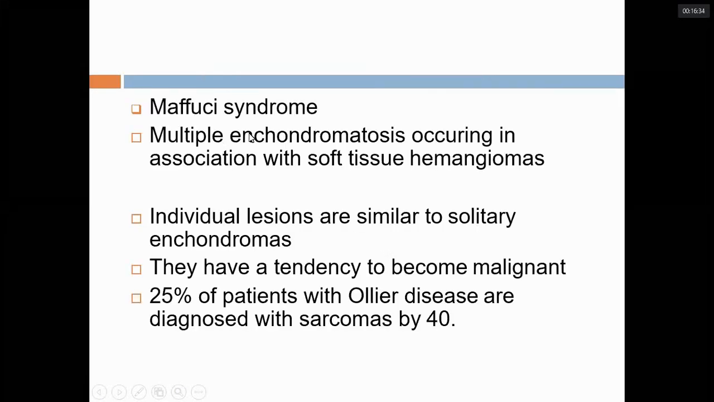Multiple enchondromatosis associated with soft tissue hemangiomas is also known as Maffucci syndrome. The individual lesions of multiple enchondromatosis are similar to solitary enchondromas, but they have the tendency to become malignant tumors. 25% of the patients with Ollier's disease are diagnosed with sarcomas by age 40.